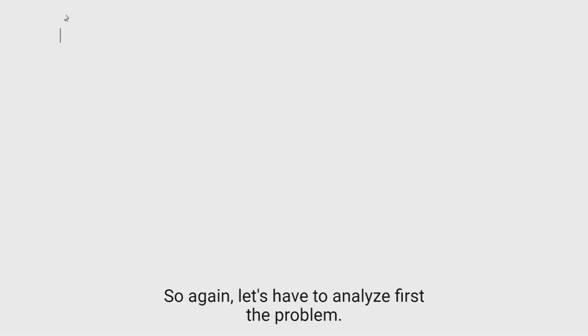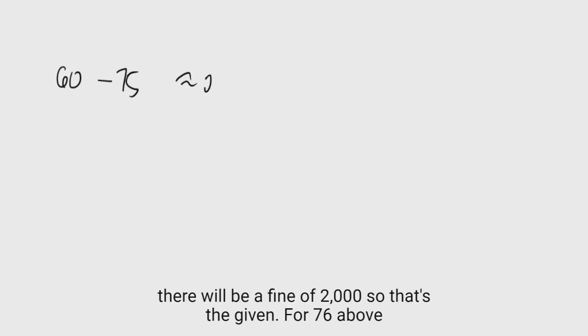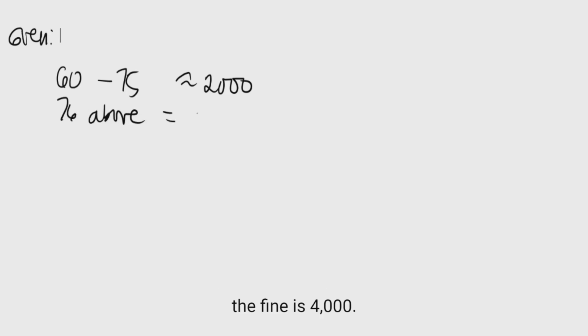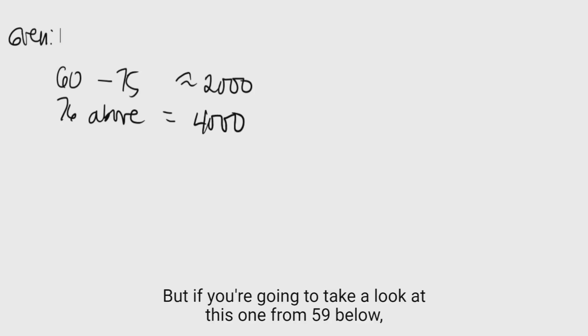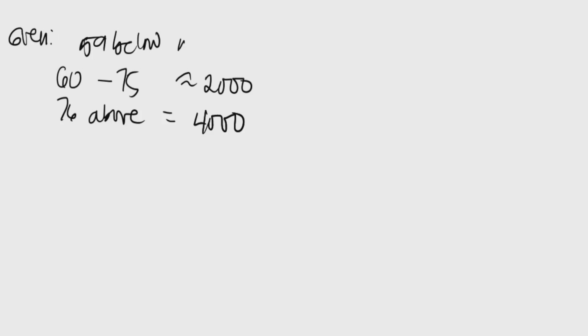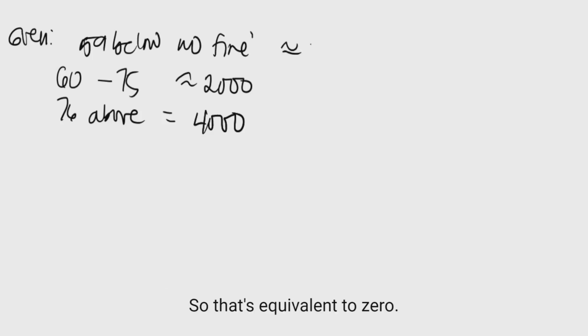So again, let's analyze first the problem. The fine for an overspeeding violation depends on the speed of the erring driver. As mentioned a while ago, if that is from 60 to 75, there will be a fine of 2,000. So that's the given. For 76 above, the fine is 4,000. But from 59 below, no fine. So that's equivalent to 0.